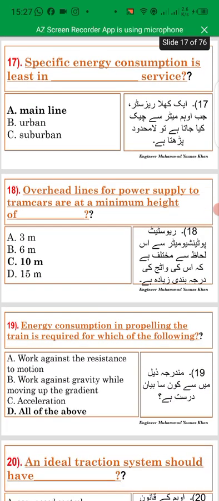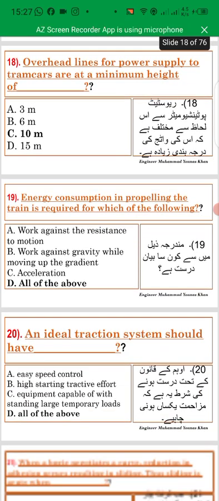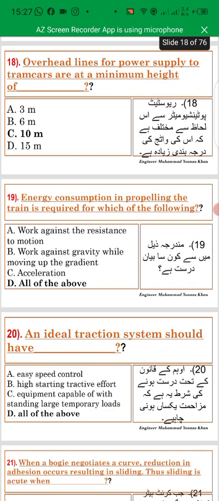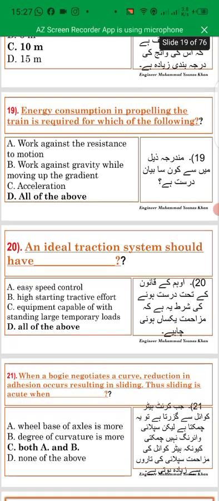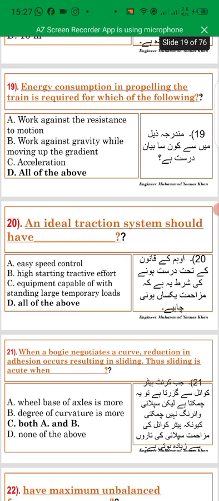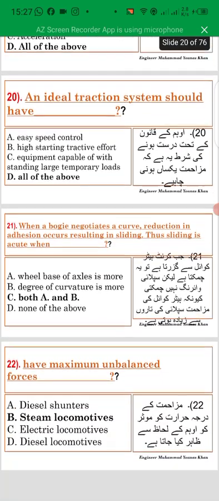Specific energy consumption is least in mainline service. Overhead lines for power supply to tramcars are at a minimum height of 10 meters. Energy consumption in propelling the train is required for which of the following? Work against resistance to motion, work against gravity while moving up the gradient, acceleration, all of the above.